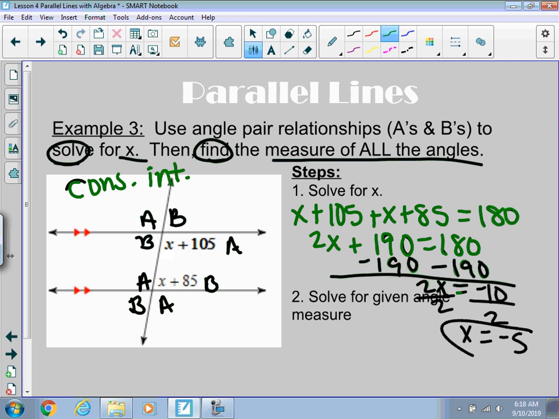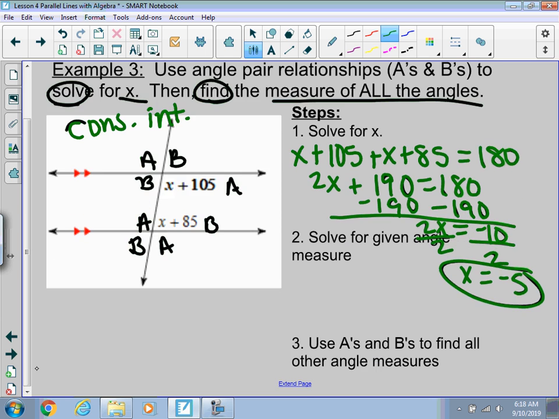It is okay to get a negative x value. It is not okay to get a negative angle. So getting x as negative 5 is fine as long as when we plug it back in, we still get a positive value. So if I put negative 5 in for x for one of my a's, I get negative 5 plus 105, which is 100. So all of my a's are 100 degrees.